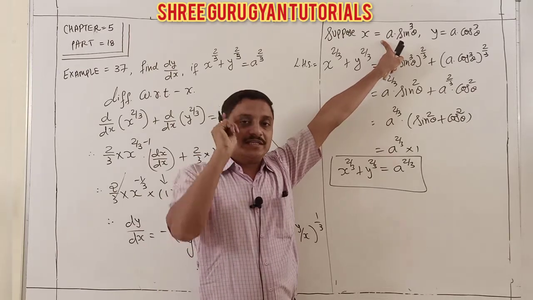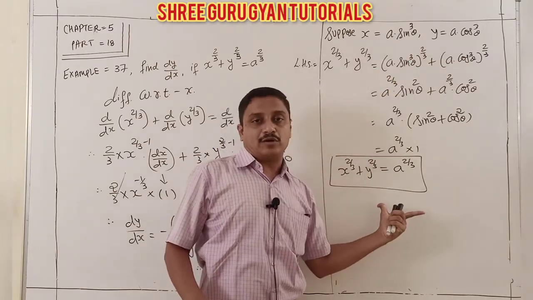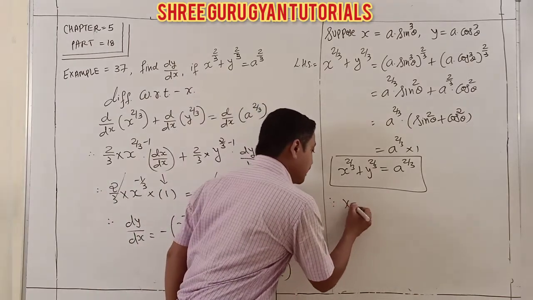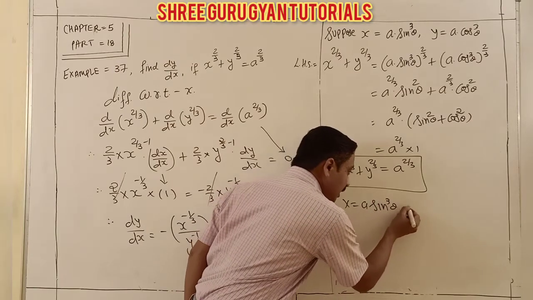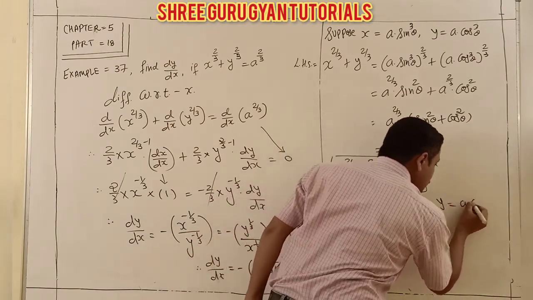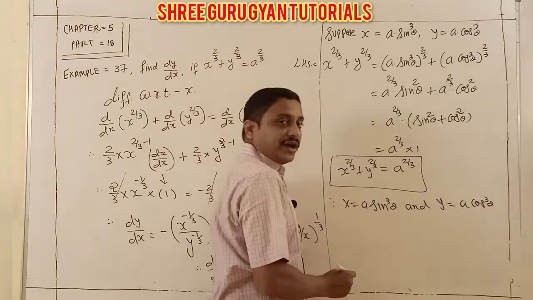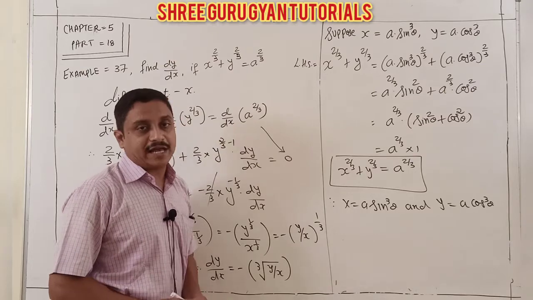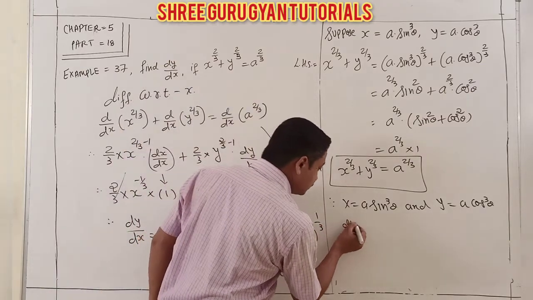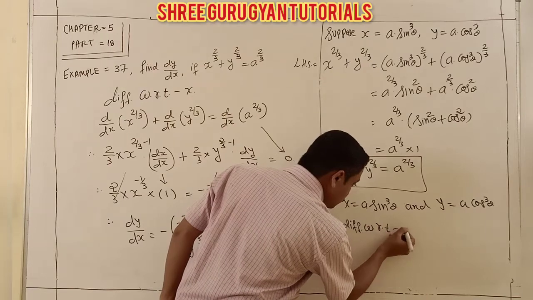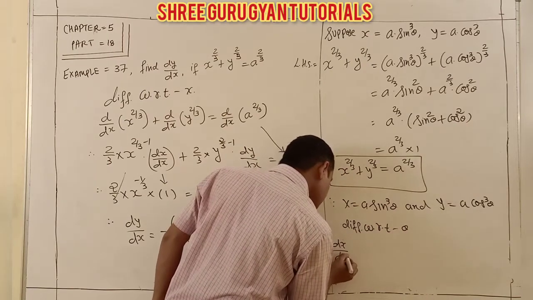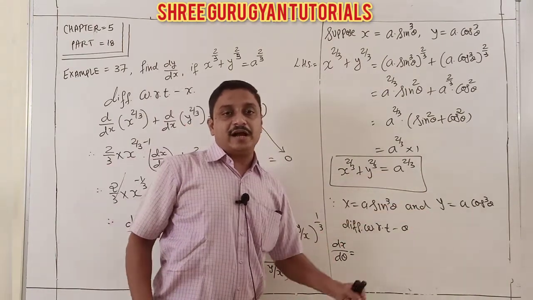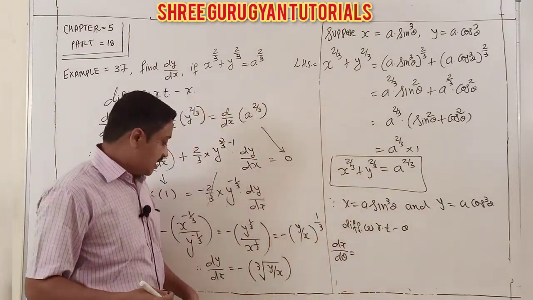It means, students, I necessarily check first whether my suggestion is satisfied or not. Now I start my questions. So what you get, x is equal to a sin cube theta and y is equal to a cos cube theta is satisfied by our given equation. Now I start the derivatives one by one. Differentiation with respect to theta: dx by dθ, and then I create dy by dθ, and both merge, then dy by dx.